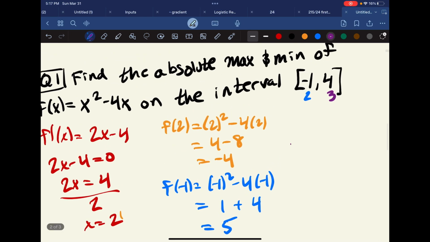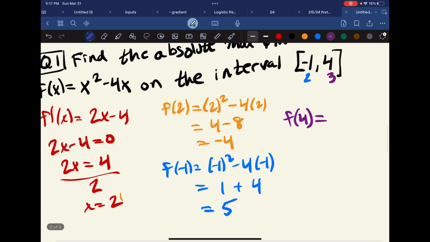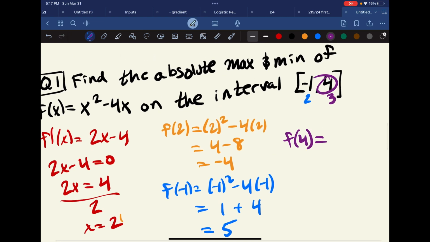And then finally, our third candidate for a max or min is going to be 4 because that's our second endpoint. So then we just plug 4 in, 4 squared minus 4 times 4. 4 squared is 16, and 4 times 4 is 16. So that's 16 minus 16, which equals 0.